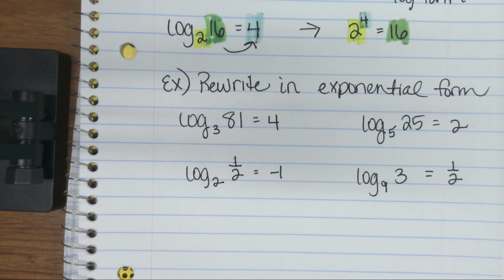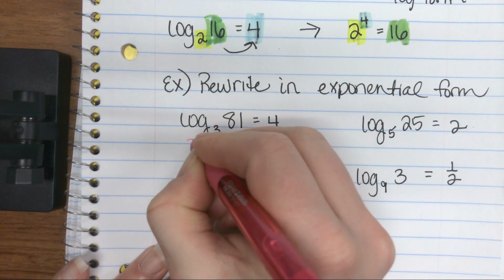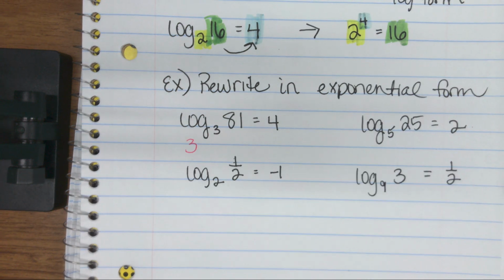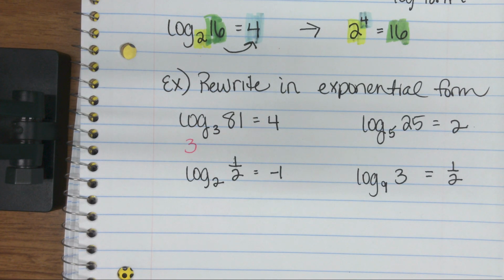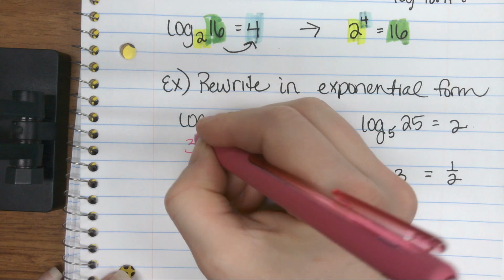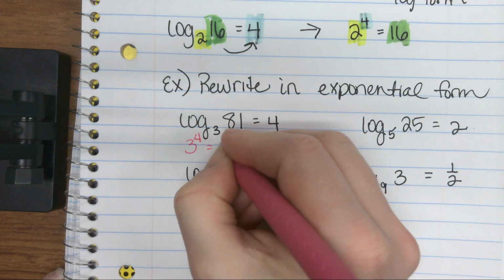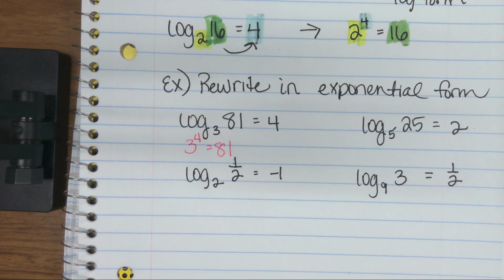So, looking up here, the base of my log, we're going to write as the base of the exponent. So what's the base of the exponent here? It's just a 3. The exponent, that is that y there, we find on the other side. What's the exponent here? Isn't it 4? Equals 81. These are all true statements. Isn't 3 to the 4th 81? Okay, so we're just practicing rewriting it in exponential form.